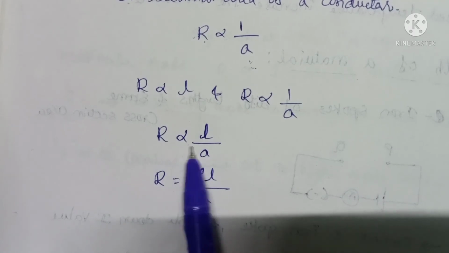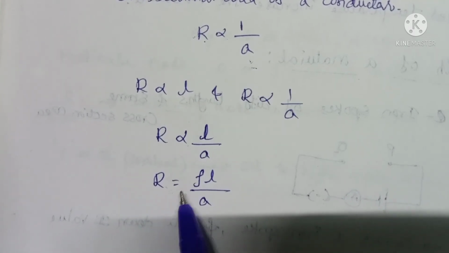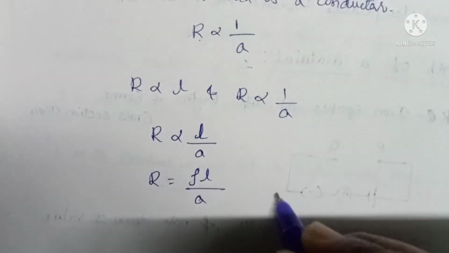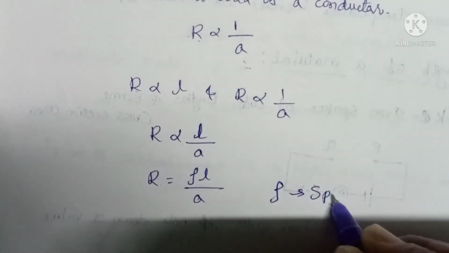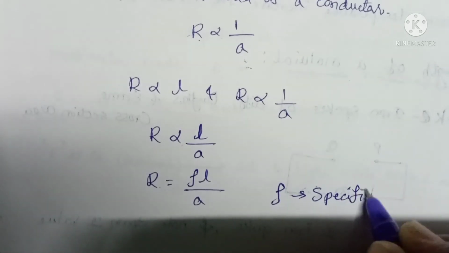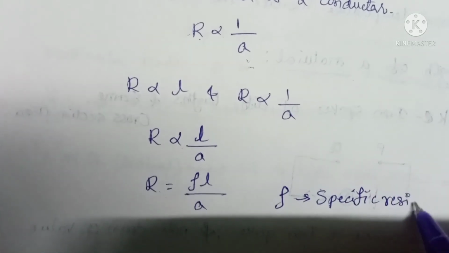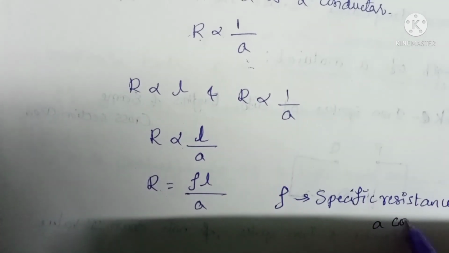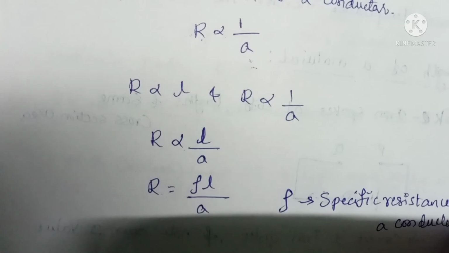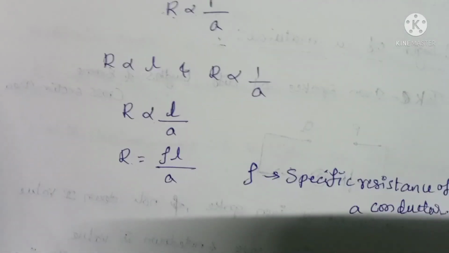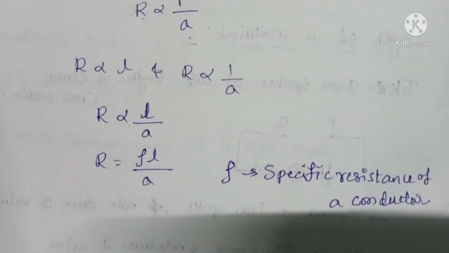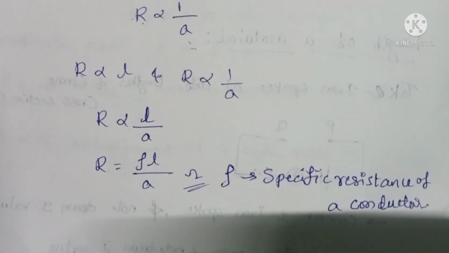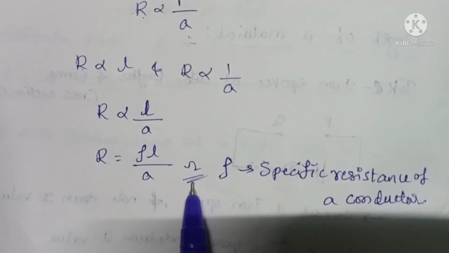So to remove this proportionality, we introduce a constant: R equals rho into L by A, where rho is called the specific resistance of a conductor. Specific resistance of a conductor. R is equal to rho into L by A ohms.